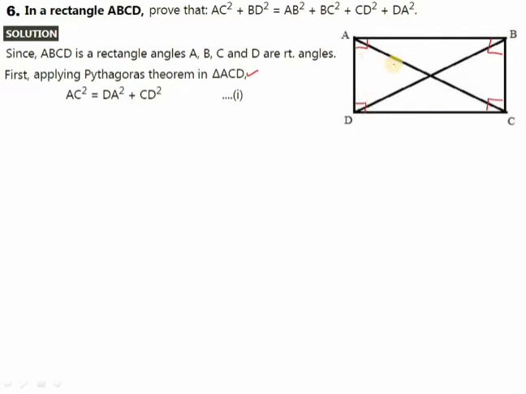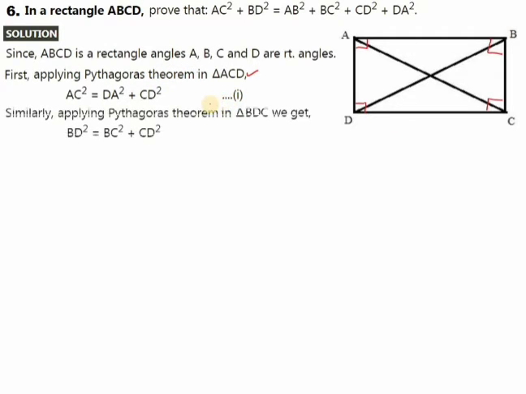Since this is 90, the side opposite to this becomes your hypotenuse. So that's why you have hypotenuse square, that is AC square, is equal to base square plus perpendicular square. Okay, or perpendicular square plus base square. Perpendicular is AD or DA and base is DC or CD. Okay, now call this equation number 1.